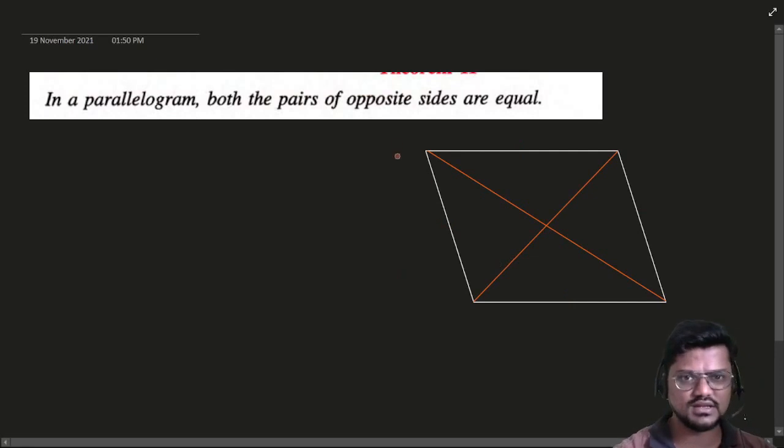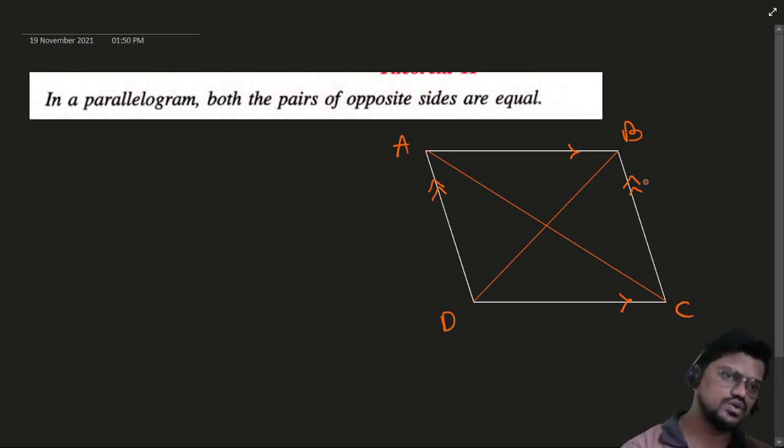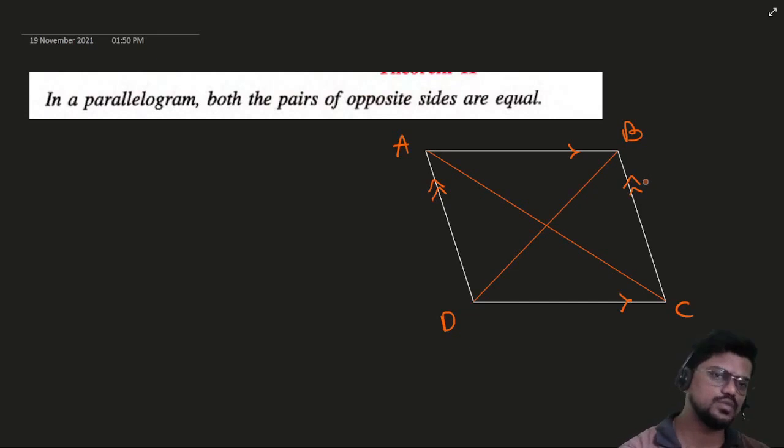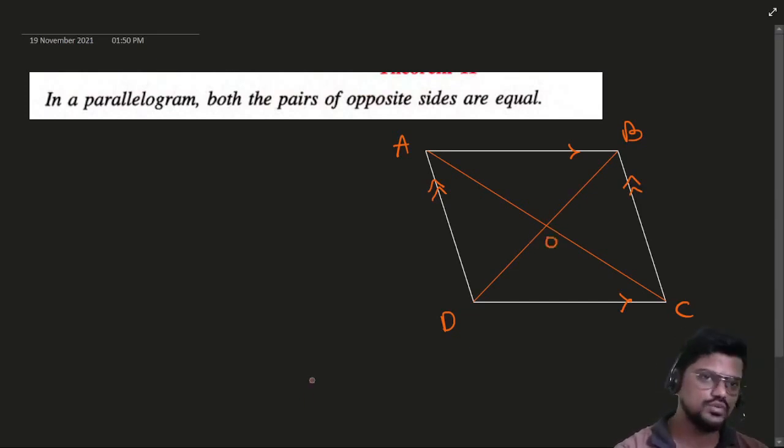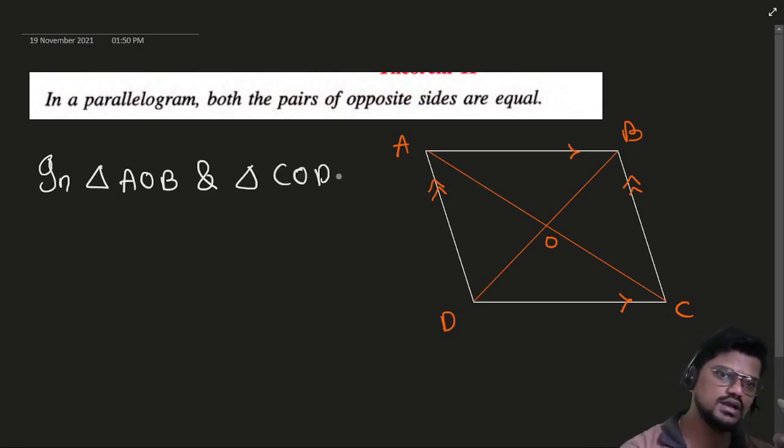Now let this be A, B, C and D. We know that this side is parallel to this and this side is parallel to this. We only know this much. The rest we do not know, that the opposite sides are equal. But we will prove that the opposite sides are equal. How do we prove that? Suppose the center is O. Now take triangle AOB and triangle COD.